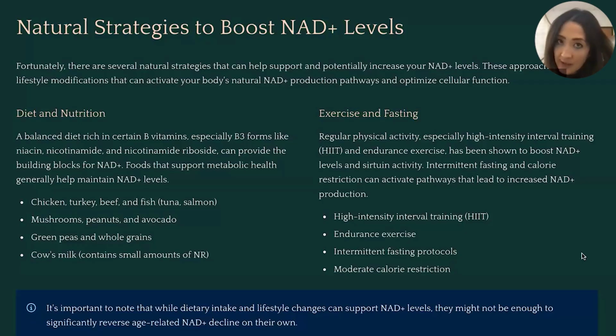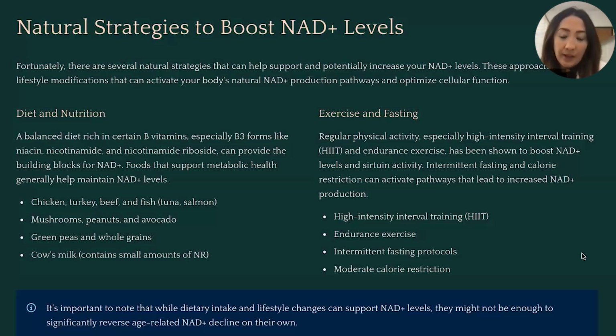And then there's exercise and fasting. Regular physical activity, especially HIIT workouts, so high intensity interval training, and things like endurance exercise, have all been shown to boost NAD levels, and actually improve the activity of those sirtuin proteins I was talking about, those longevity proteins. In addition, things like intermittent fasting and some calorie restriction, like time-based eating, as I like to call it, where you eat in a certain window and you don't eat outside that window.